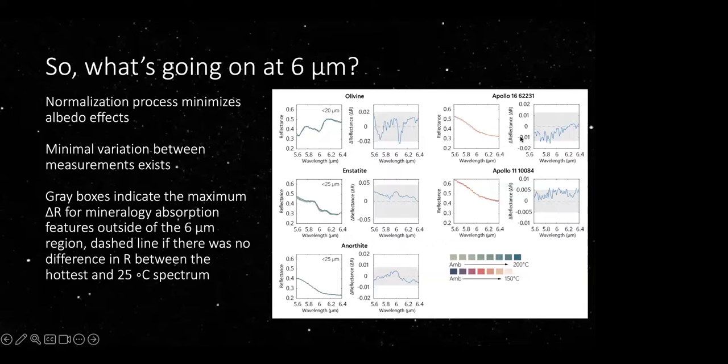And in many cases, especially for our Apollo samples, the maximum variation that we're seeing outside of the 6 micron region is very low. And then the variation that we are seeing within that 6 micron region is incredibly, incredibly low. And so again, we're not seeing any water related changes in the 6 micron region.